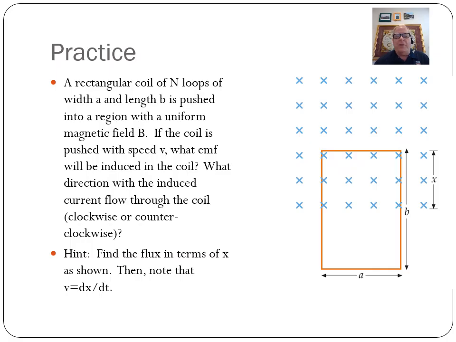Once you have the EMF, we need to figure out what direction the current is going to flow. Well, currently the existing magnetic field is pointing into the plane of the paper, and it is increasing. So we are going to have an induced current that produces a magnetic field flowing out of the plane of the board so as to oppose the change in flux, which means that we should have a current that is going counterclockwise.